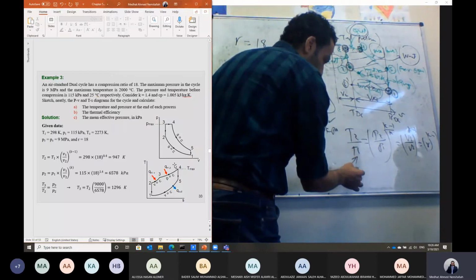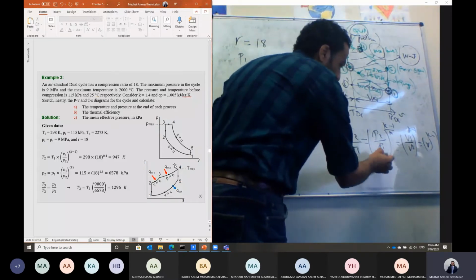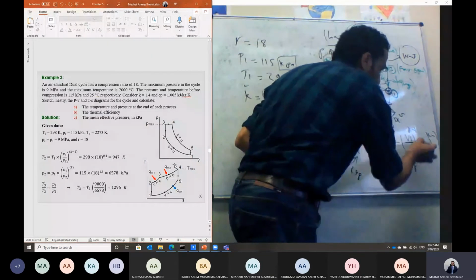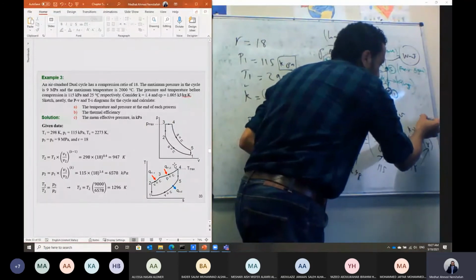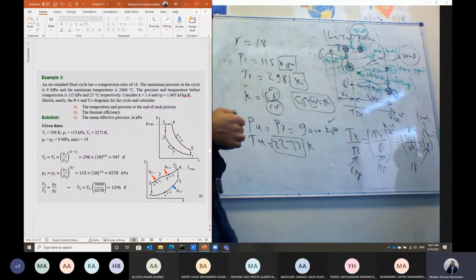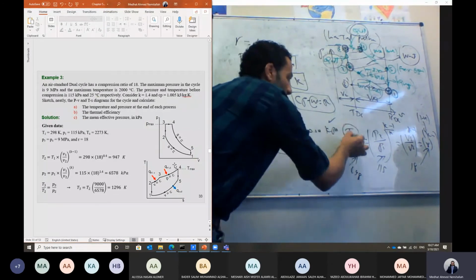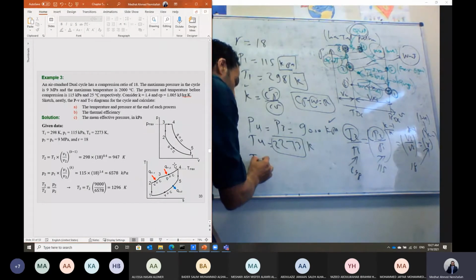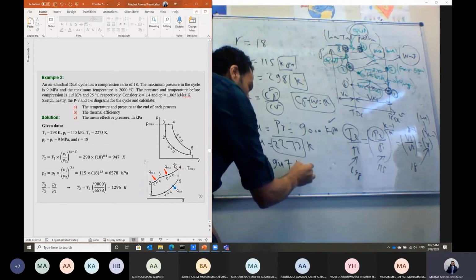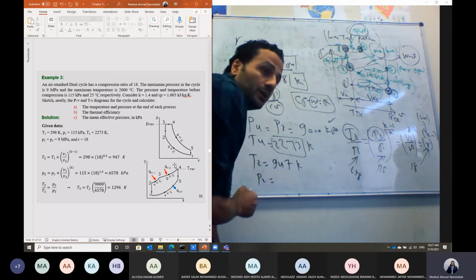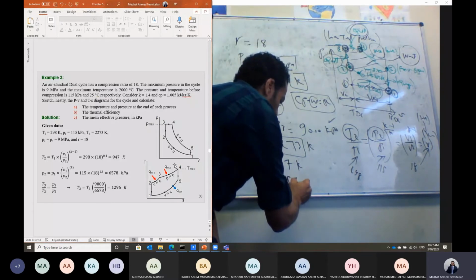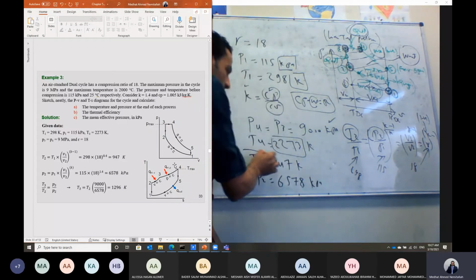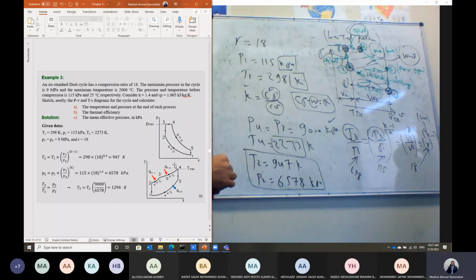We have the temperature T1, which is equal to 98, pressure P1, which is 115 kilopascal, the compression ratio is given as 18, and the specific heat ratio for air is given as 1.4. So based on this relation, I can get the temperature T2 and the pressure P2. If you calculate, the temperature T2 will equal 947 Kelvin and the pressure P2 will equal 6,578. That should be in kilopascal in this case. So that should be the temperature T2 and the pressure P2.